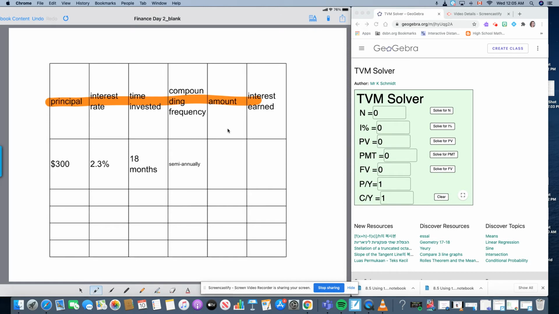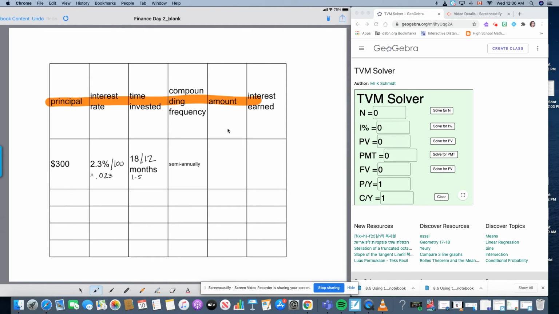So for this, we know this is 2.3. You're going to divide by 100, and we're going to get 0.023. And then for this, you're going to divide by 12 in order to get this in the proper form, and this is going to be 1.5.